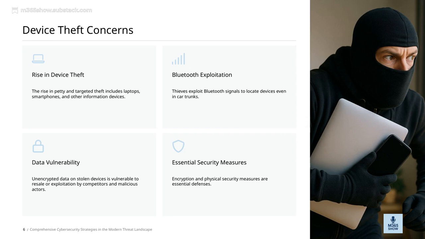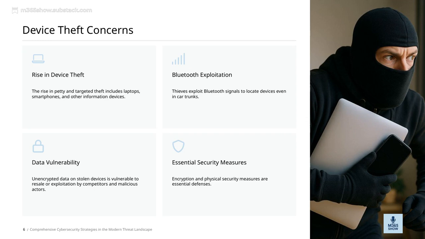One key point is that encryption and physical security measures are our first line of defense. They help safeguard sensitive data, even if a device falls into the wrong hands. Now, unencrypted data on stolen devices becomes a major vulnerability. Without proper encryption, this data can easily be resold or exploited by competitors or malicious actors. So, making sure data is encrypted is critical for minimizing risk.